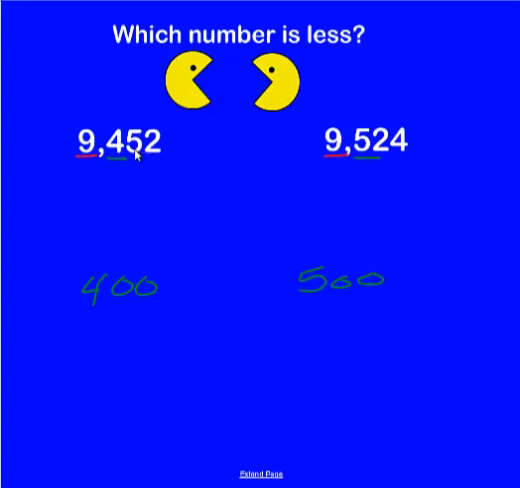So we don't need to go to the tens place and the ones place because the hundreds place told us that 9,452 is less than 9,524. And to show that, we are going to pull down the Pac-Man's mouth in this direction. Remember, the tiny part of the mouth is towards the smaller numbers. So your Pac-Man mouth goes this direction.